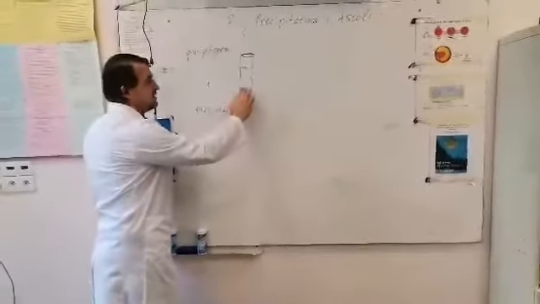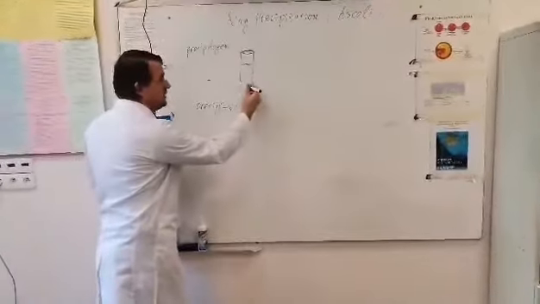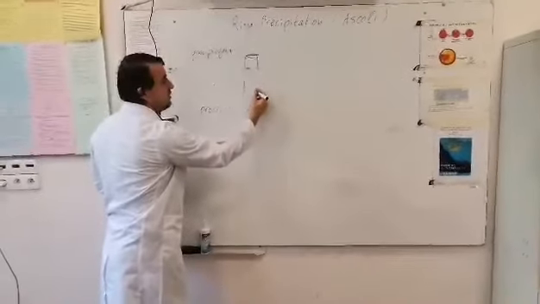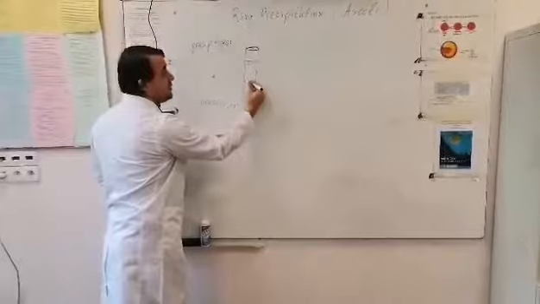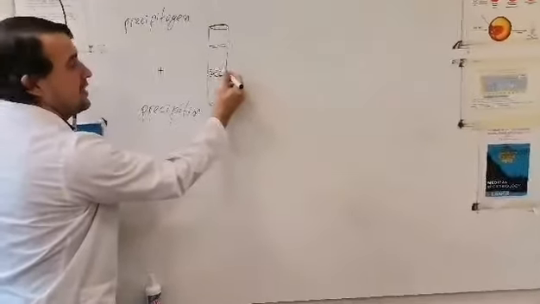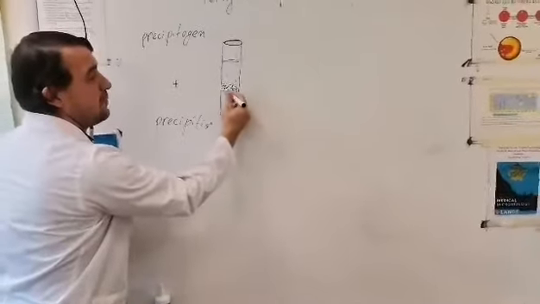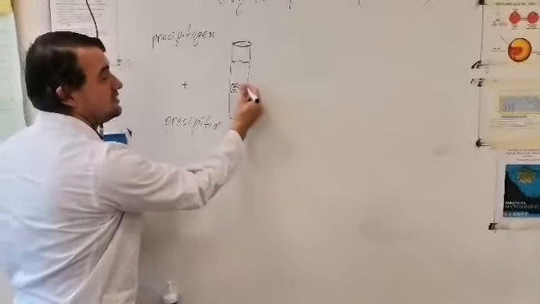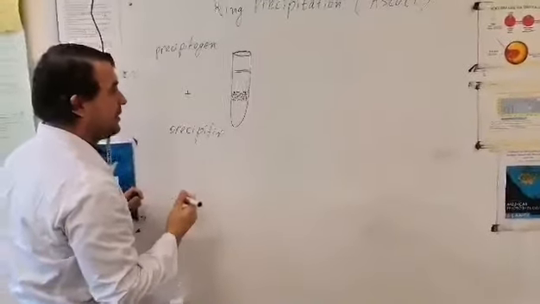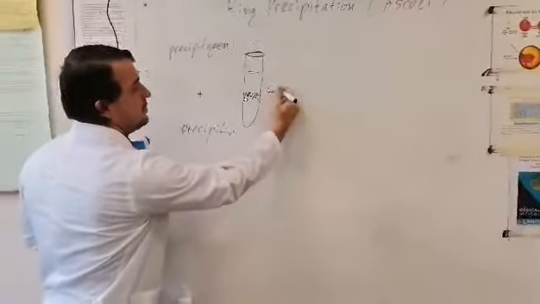As precipitin is more dense, it will stay on the bottom. Precipitogen will stay on the top, and here on the border between them, there will be a reaction and precipitates will be formed, so we will see a milky white cloudy precipitation ring. This is a positive reaction.